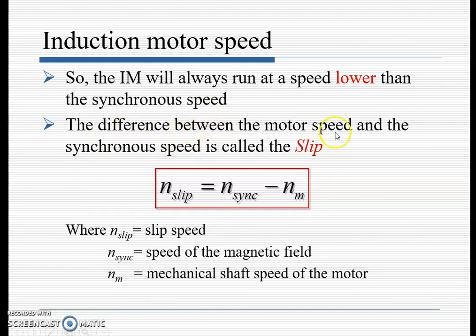Hence the difference between the motor speed and the synchronous speed we call the slip. It's a very important term, slip. So the slip speed is N synchronous, given by the formula 120F upon P, minus N motor, which we have called the speed of the motor, that is actually the speed of the rotor of the induction motor. Here N slip is the slip speed, N synchronous equals 120F upon P, and Nm is the mechanical shaft speed of the motor, that is actually the rotor speed.